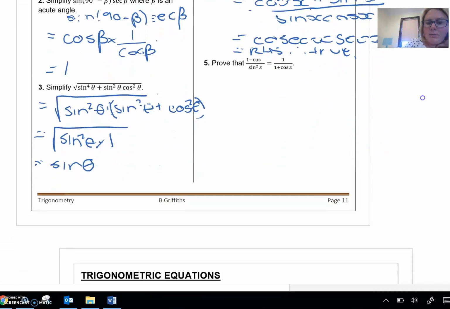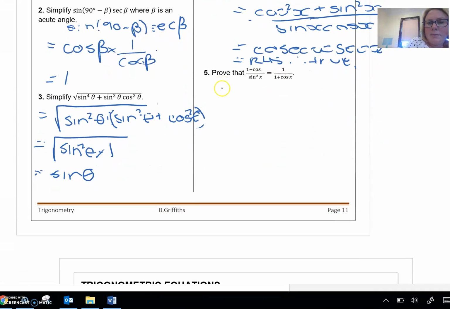Let's have a look at example 5. Again, I'm going to take the left hand side, because I'm not sure what I would do with this right hand side, but I know the left hand side, at least I can break this bottom up to be sine squared is 1 minus cos squared. So I've got 1 minus cos x over 1 minus cos squared x.